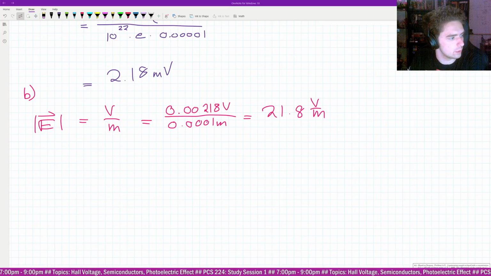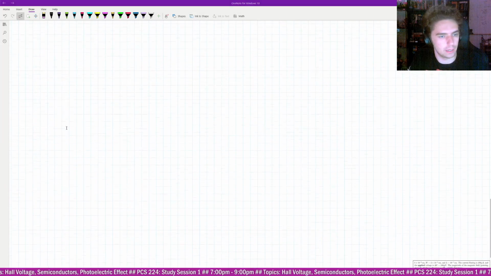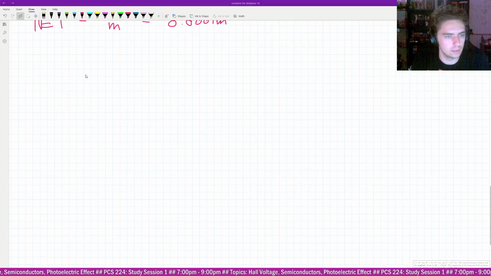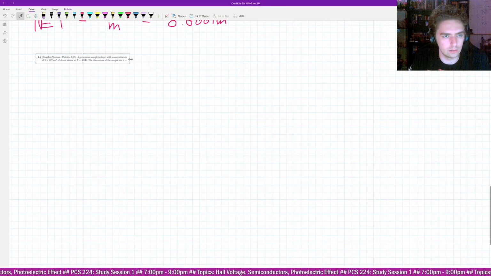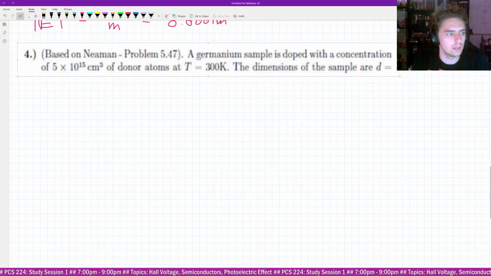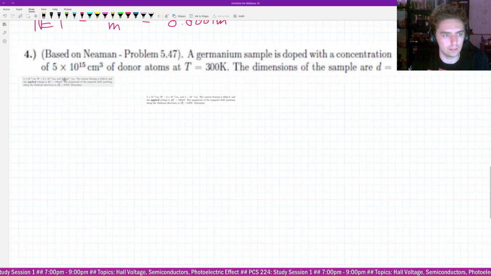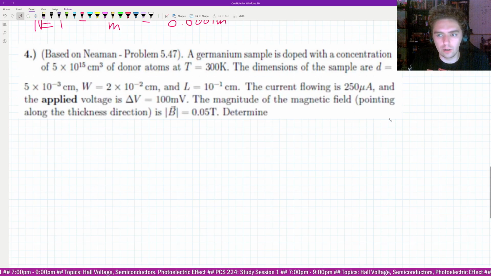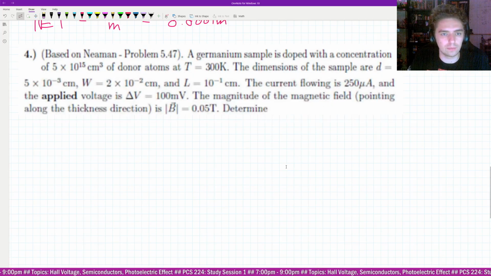Move on to here. And the same picture, so we don't need to copy that. So here's the first part of the question, and there's the second part. Okay. So a germanium sample is doped with a concentration of that many donor atoms at that temperature, at standard room temperature.